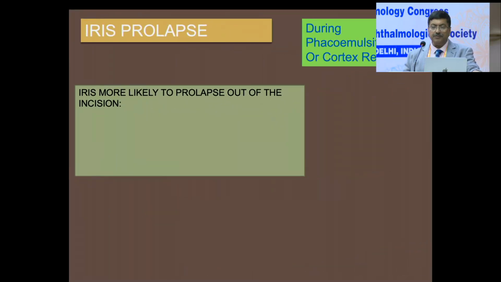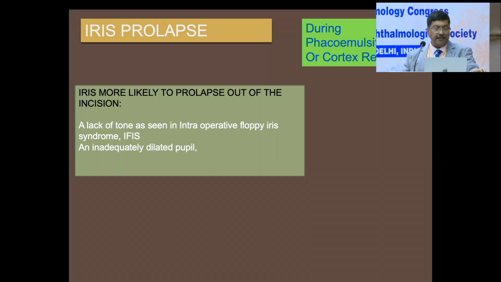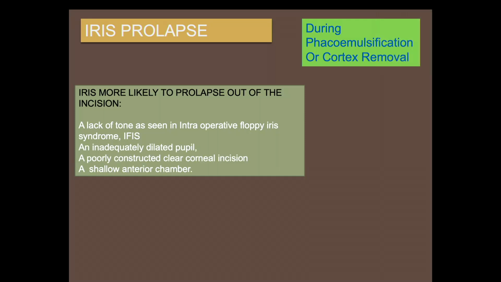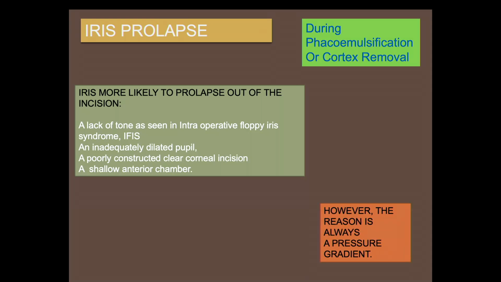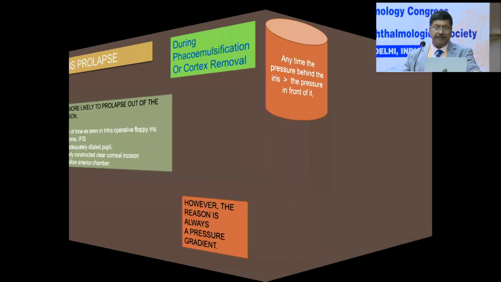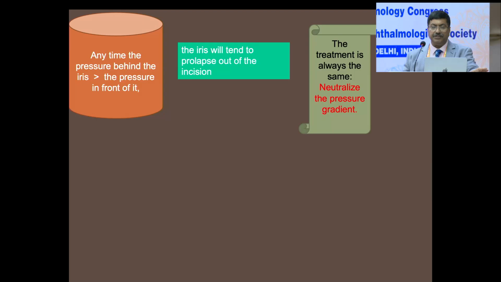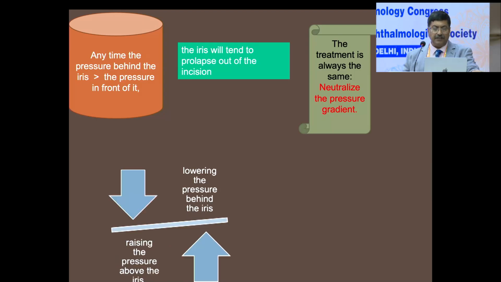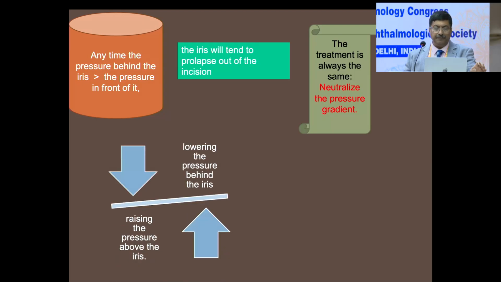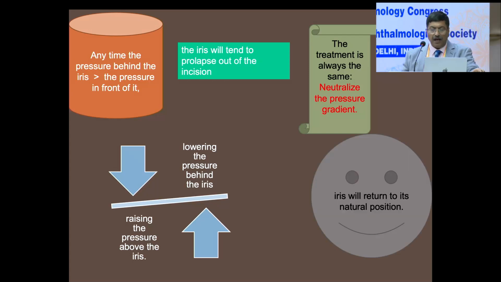When there is iris prolapse, it occurs during phaco or cortex removal, more likely to prolapse when there is a lack of tone as seen in IFIS, inadequately dilated pupils, a poorly constructed clear corneal incision, and a shallow anterior chamber. However, the reason is always a pressure gradient. Anytime the pressure behind the iris is more than the pressure in front of it, the iris will tend to prolapse out of the incision, and treatment is to neutralize the pressure gradient. How? By lowering the pressure behind the iris or raising the pressure above the iris, and the iris will return back to its normal position.